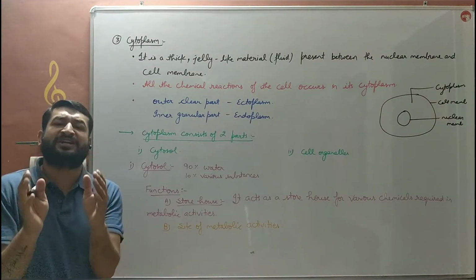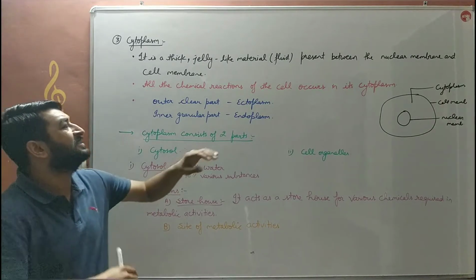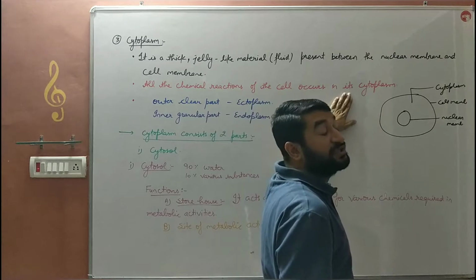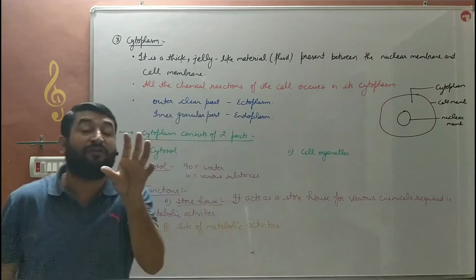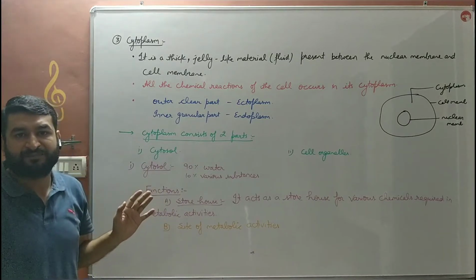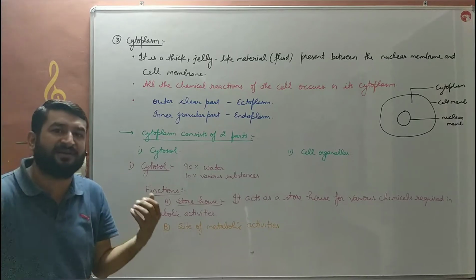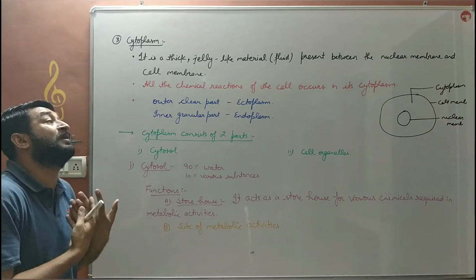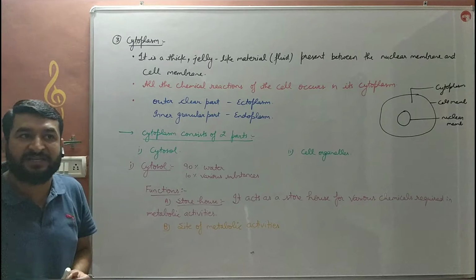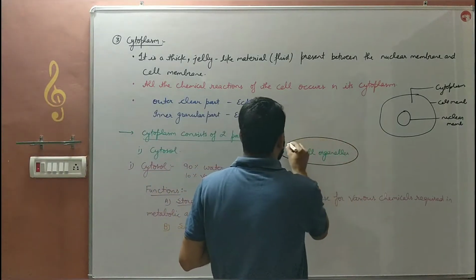All the chemical reactions, which are known as metabolic activities, are occurring inside the cytoplasm. So cytoplasm is the site of all the metabolic activities. It has various tiny microscopic structures in it, which help in the performance of those metabolic activities, and those tiny structures are known as cell organelles.